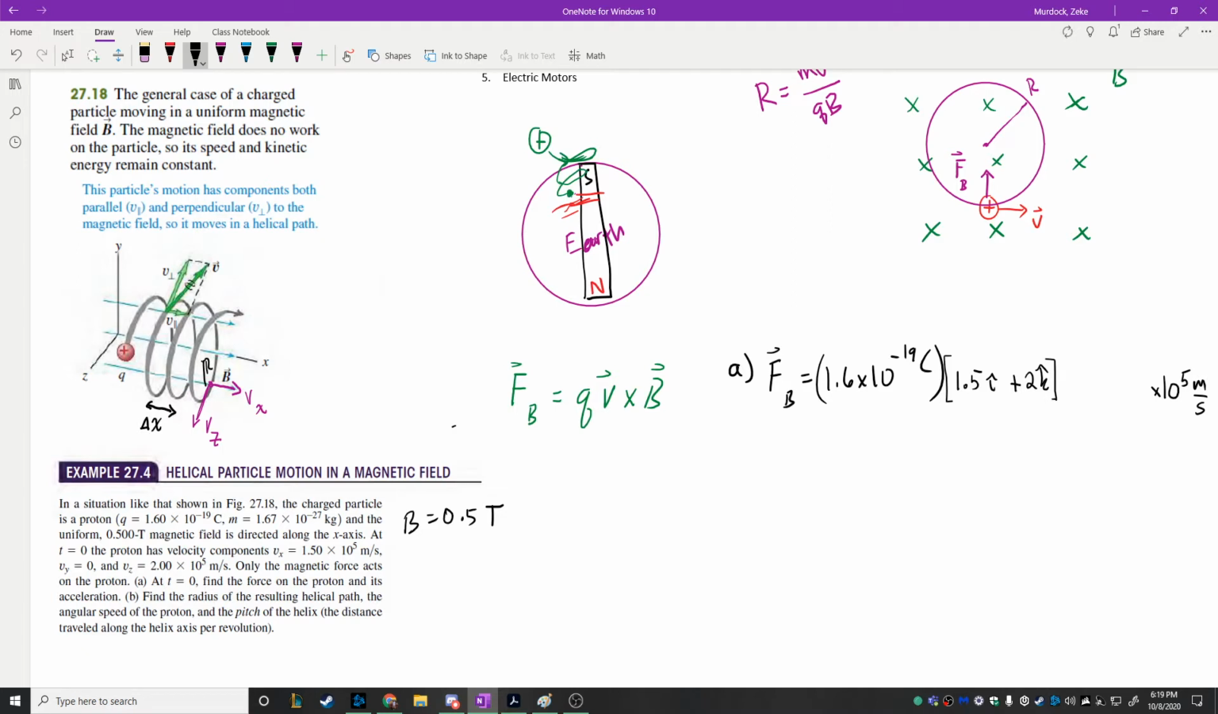And then we'll put the magnetic field. The magnetic field is 0.5 Tesla, but it's directed along the x-axis, which means we can turn this into a vector by multiplying by i hat. So this would be cross product now with the magnetic field vector, which is 0.5 Tesla times i hat. So we just need to calculate this out here.